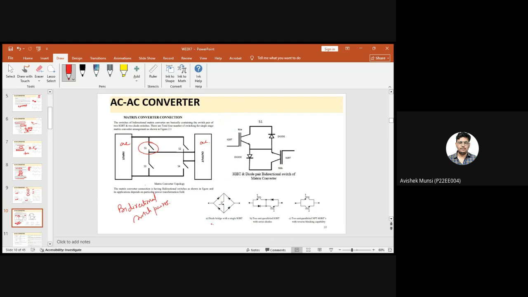So it can be a diode bridge with a single IGBT like this. It can be two anti-parallel IGBTs with active diodes like this. It can be two anti-parallel NPT IGBTs. Okay, fine. So basically, in case of the matrix converter, we use some bidirectional switch combinations like this. This one is one, two, three, these are three switch pairs which we can use in place of this S1, S2, S3, S4, and we will get an AC to AC output.